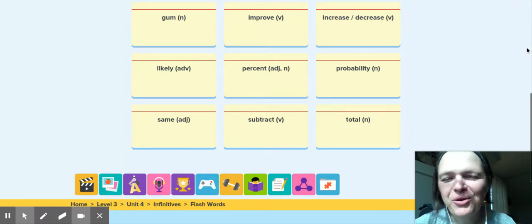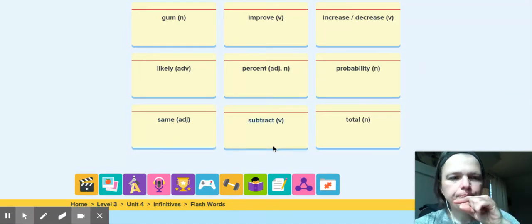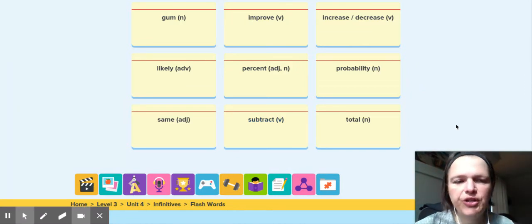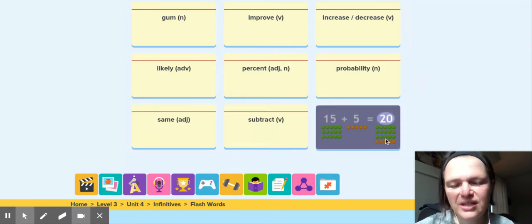Probability is how likely it is that something is going to happen. We know the word same, which is like equal. Subtract. And total, which is what you get when you add two different numbers together, you get the total. And so if we click on that one, it's going to show you the total. 15 plus 5, 20 is the total.